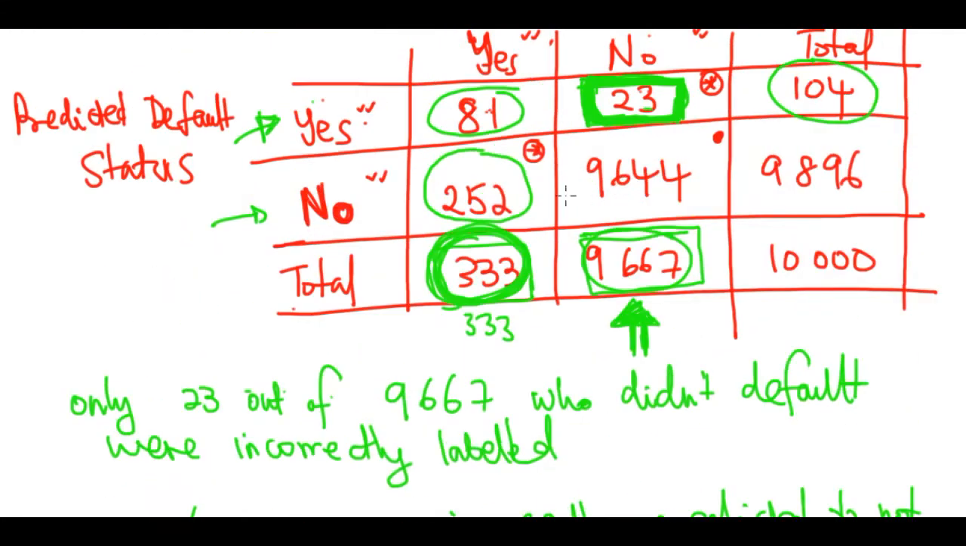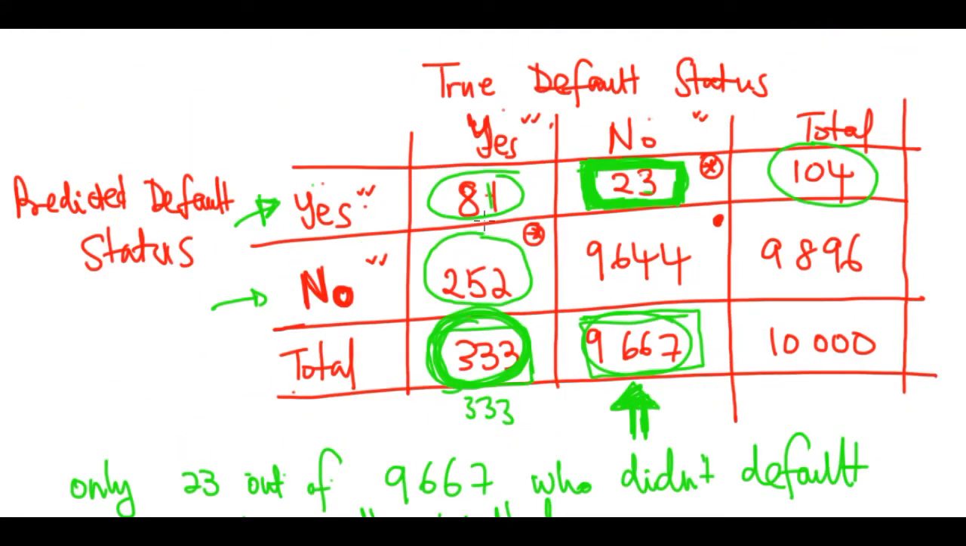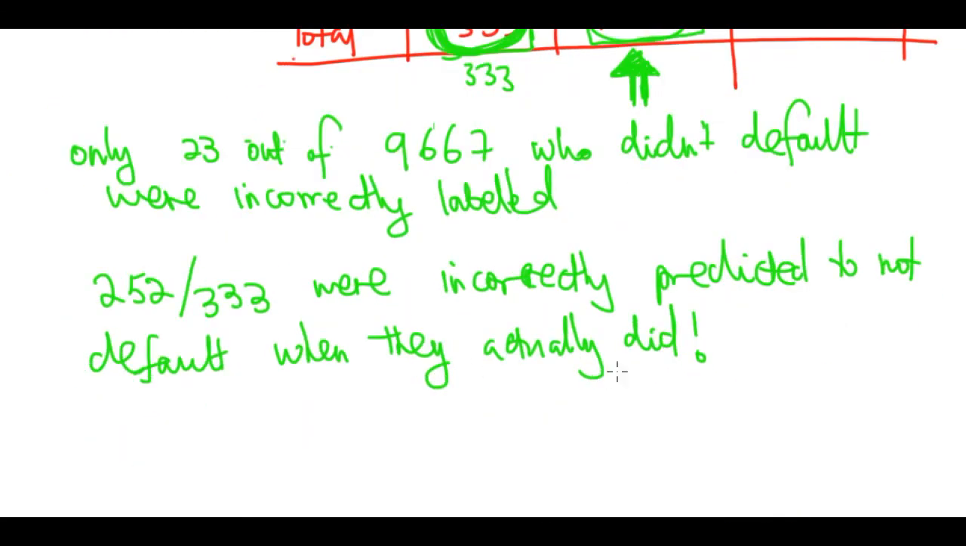You see here, they are in the actual column for actual defaulters, right? But our prediction is saying no. Our LDA is saying no for 252. That is close to 75.7% error.